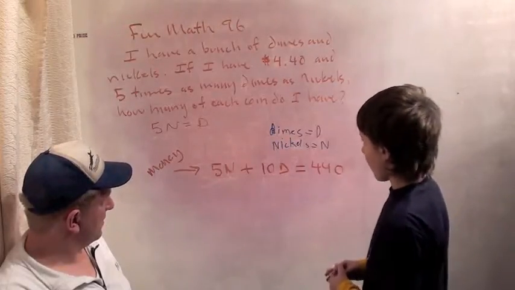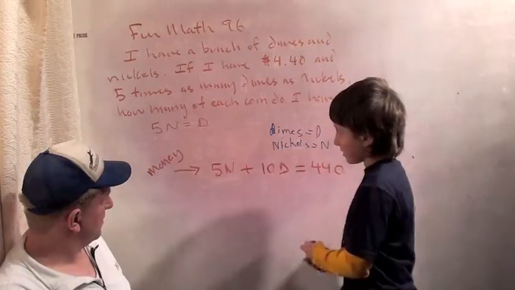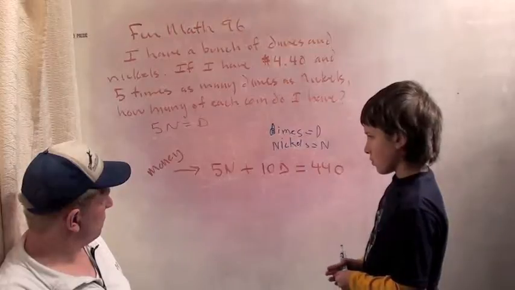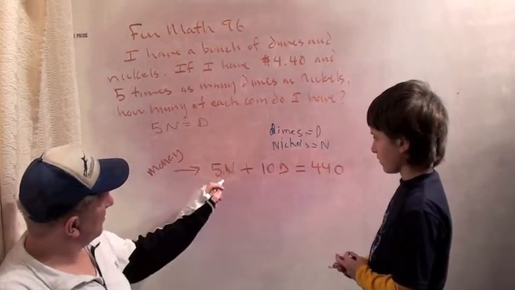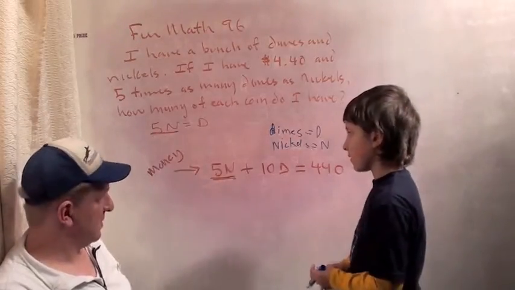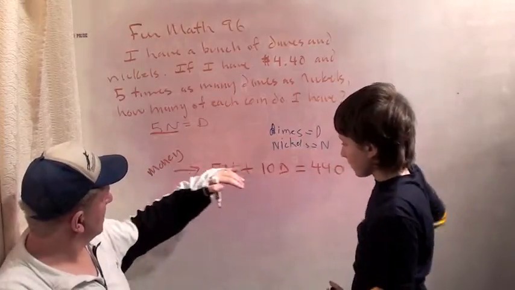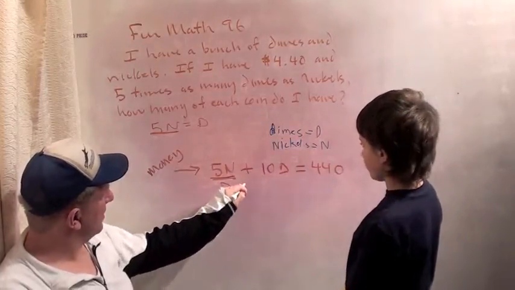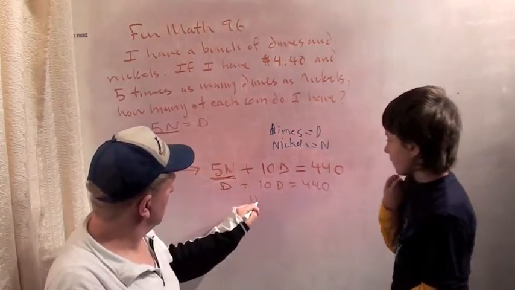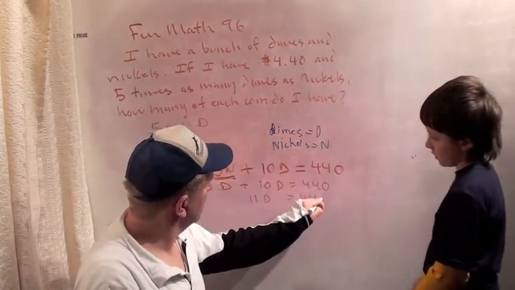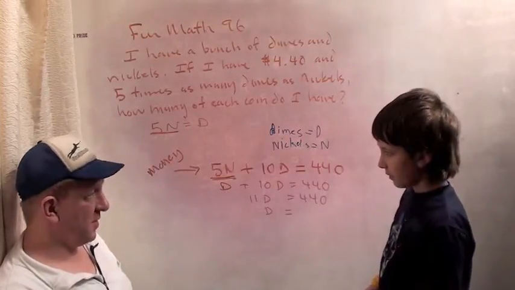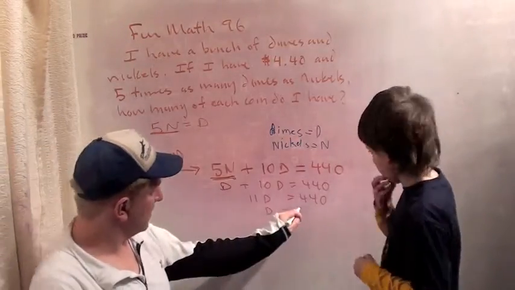Well, 5N is D, so we can substitute the D. It's 10 times 5N, which is 50N. So let's look for an easier substitution here. 5N is D. So don't get rid of the D. Get rid of the 5N. So this becomes D plus 10D equals 440. So that's 11D equals 440. So the number of dimes is what? It's 440 divided by 11, which is 40.